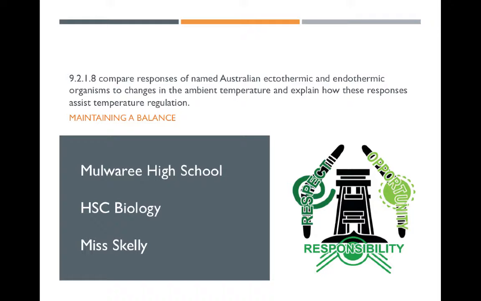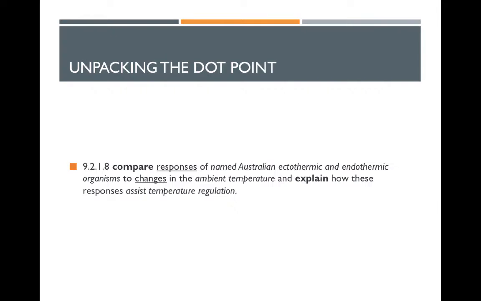We're looking at 9.2.1.8: compare responses of named Australian ectothermic and endothermic organisms to changes in the ambient temperature, and explain how these responses assist temperature regulation. So we need to look at what the dot point is actually asking us to be able to do, and this dot point is sort of in two parts.